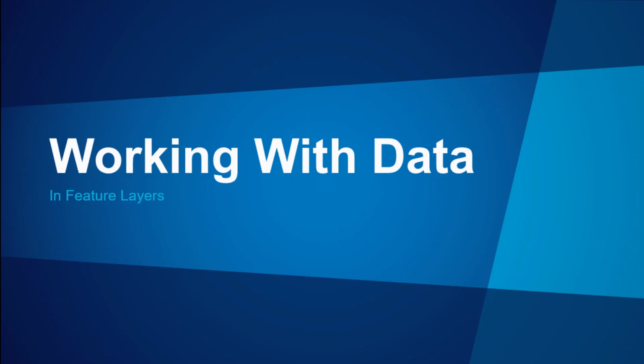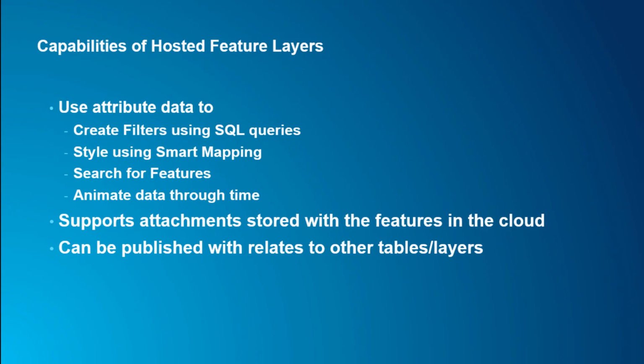Now, working with data in feature layers. So what can you do with a feature layer? Feature layers have attribute data, fields, and records. And the attribute data, you can use to create filters. For example, you have a whole bunch of records, but then you want to narrow it down to just a certain set. So you could use filters to do that. And you can style that using smart mapping, so you can have different visualizations of that data. And because feature layers have field information, you could use that field attribute information to search. And you can also animate it through time if there is time data in that feature layer.